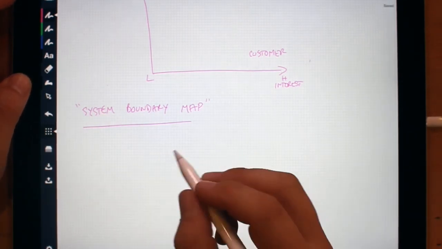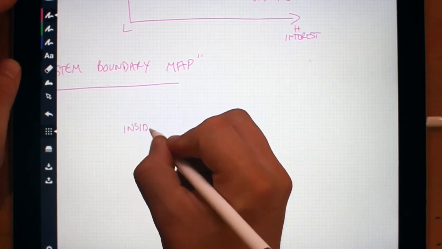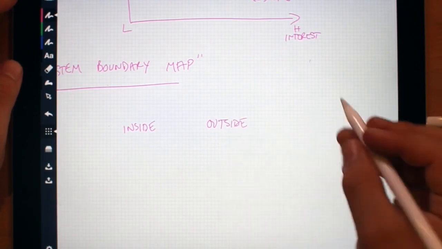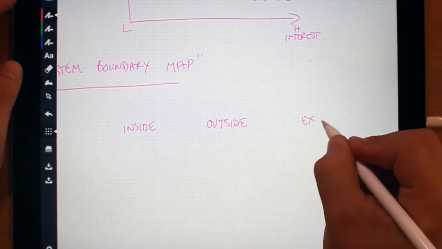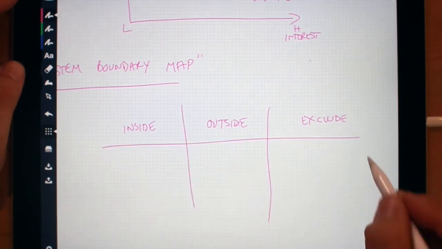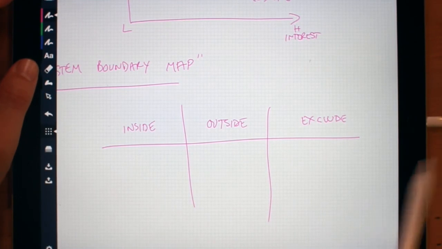So if we're looking at the question of improving the restaurant, you'd have people who are inside the system boundary, stakeholders who are outside the system boundary, and stakeholders who we're going to exclude from the question at stake. This might just be temporarily, it might be permanently. And you'd build up a map and you'd put all the different stakeholders around them.